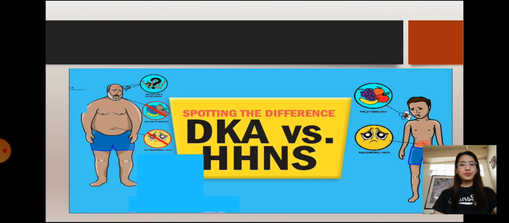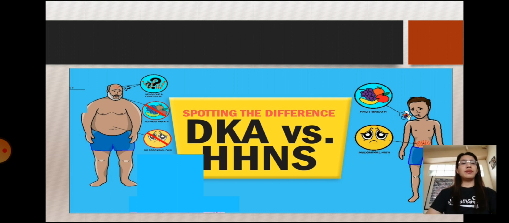So, ito yung picture ng difference nila, no? Sa DKA natin, payat na payat siya kasi type 1, di ba? Thin ang mga pasyenteng merong type 1. Tapos, meron silang ketones. Positive yan sa ketones. Kaya meron silang fruity breath, meron silang abdominal pain, ang respiration nila mabilis na malalim, your Kussmaul respiration.